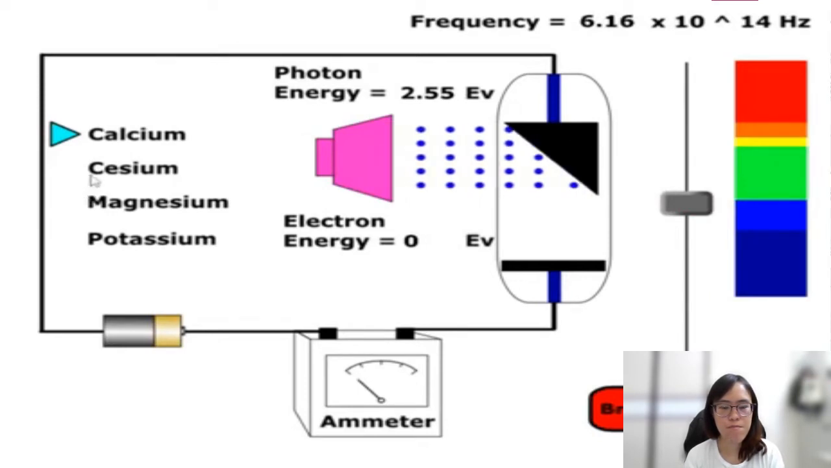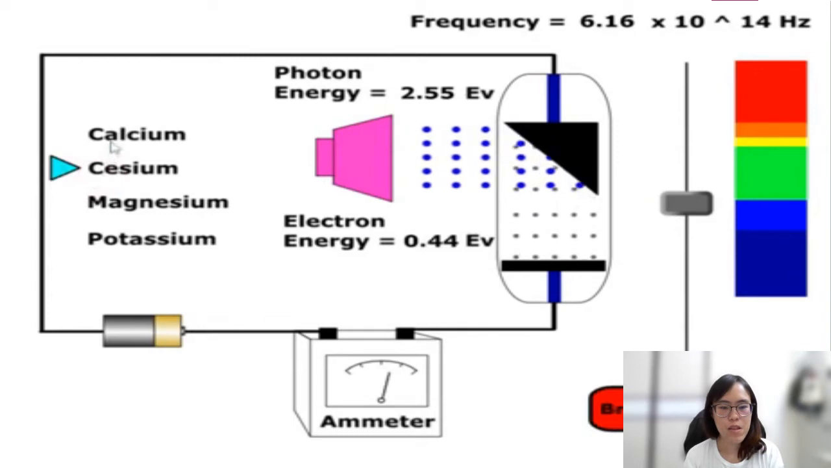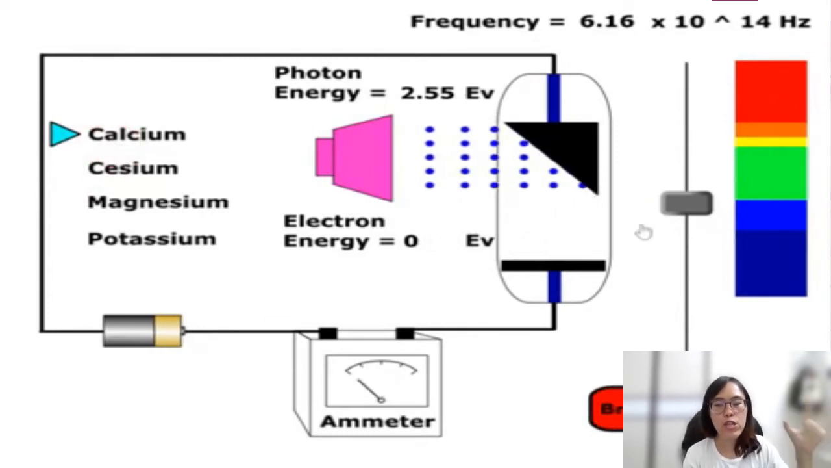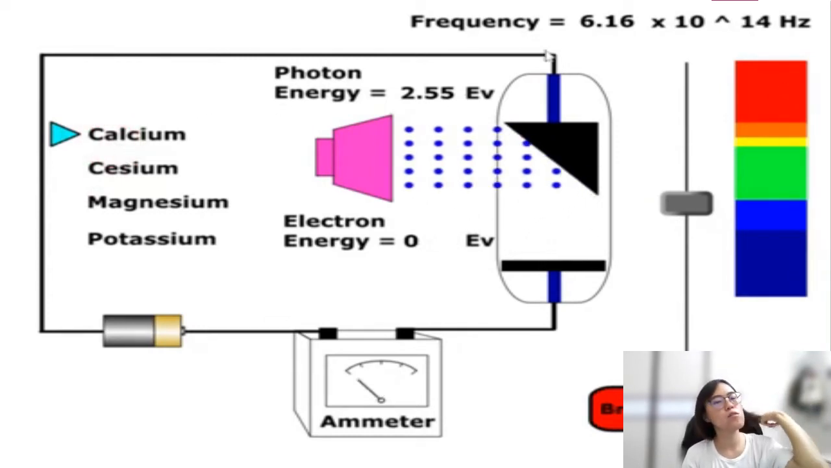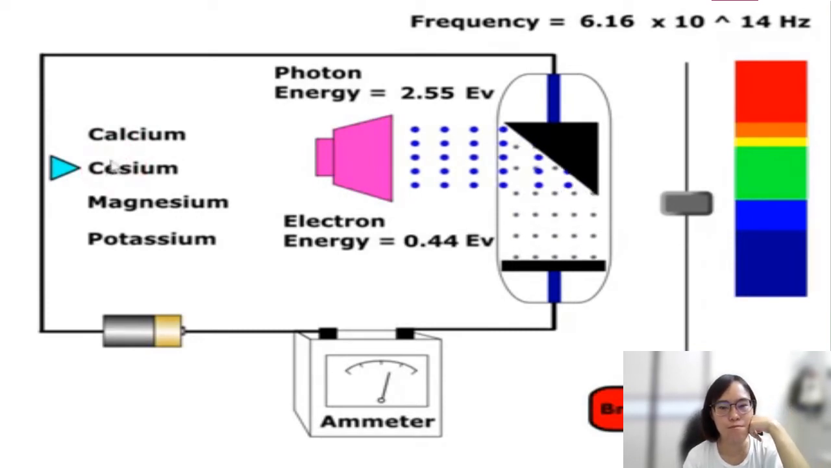So here's how you choose a metal. There's cesium. And you can see different metals. Let's try different ones. Calcium doesn't emit at this frequency, but cesium does.